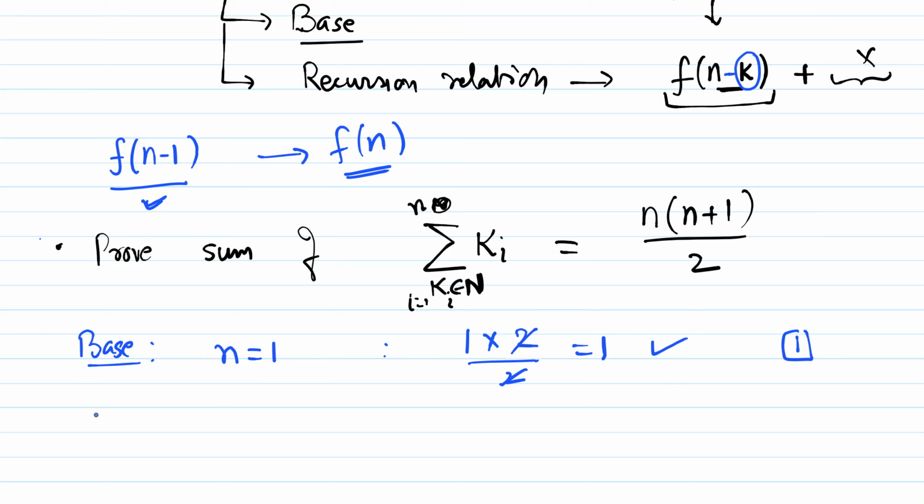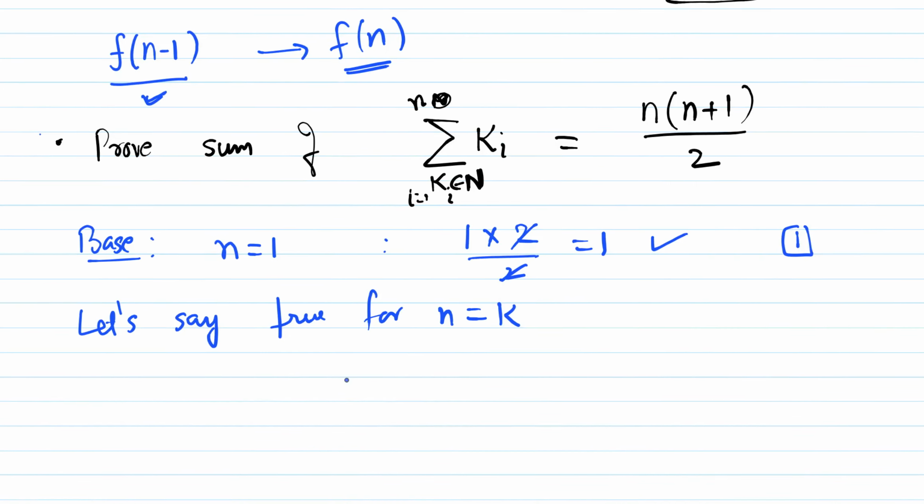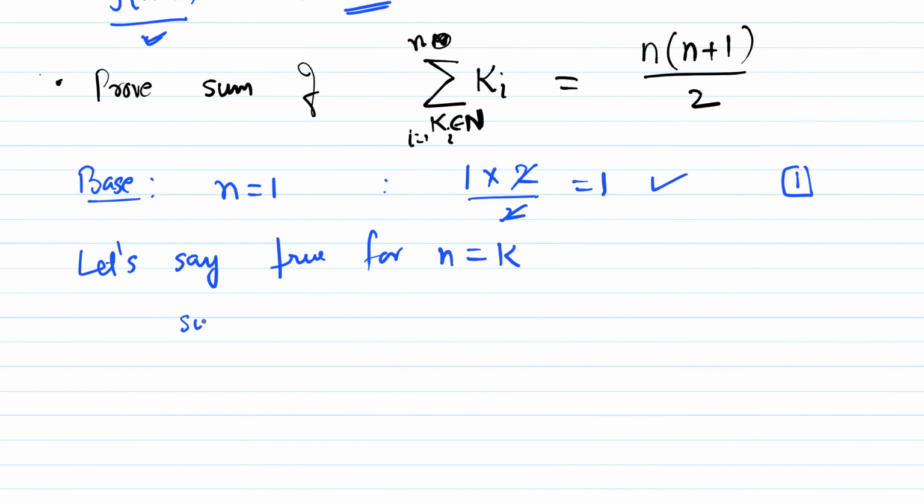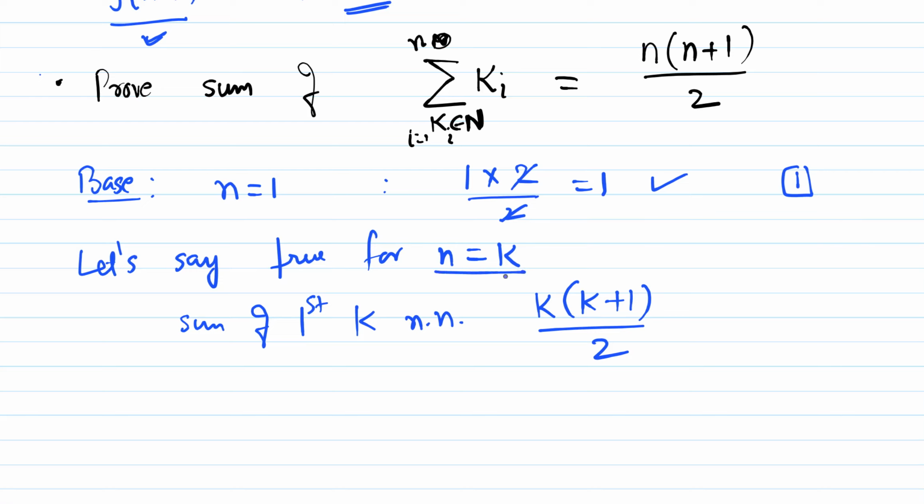Then we have to make one assumption: let's say this is true for n equal to k. Then the sum of the first k natural numbers will be k multiplied by (k+1) divided by 2. So we assume it's true for n equal to k. If we can prove that if it's true for n equal to k, then it will also be true for n equal to k+1, then our job will be done.